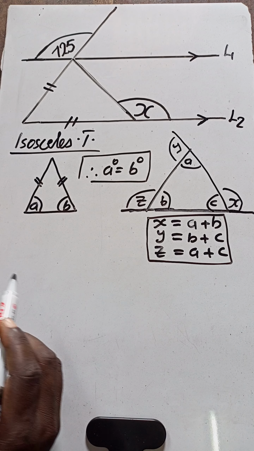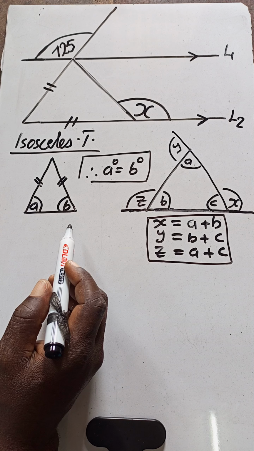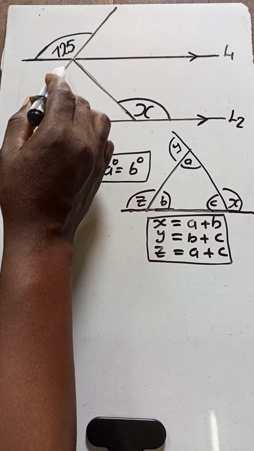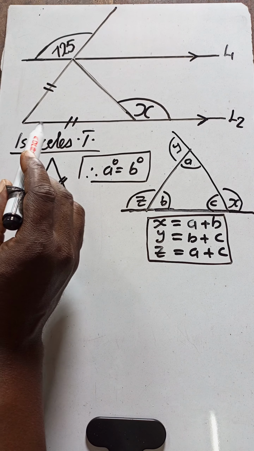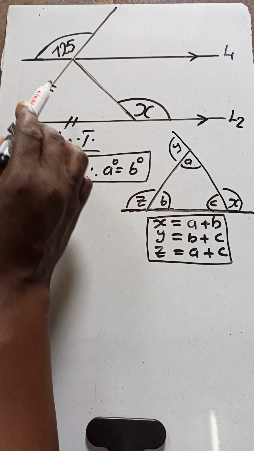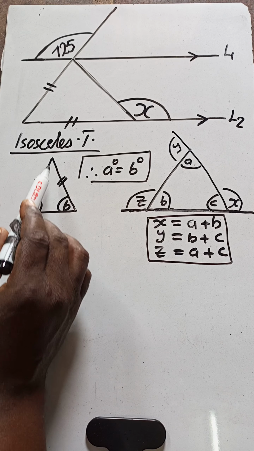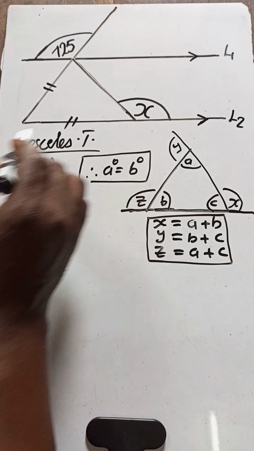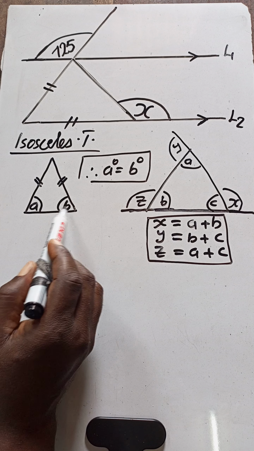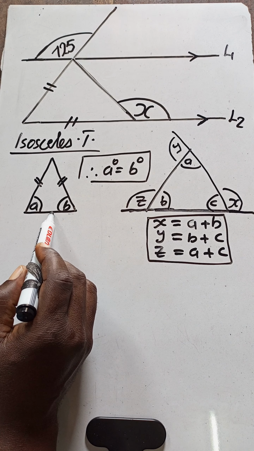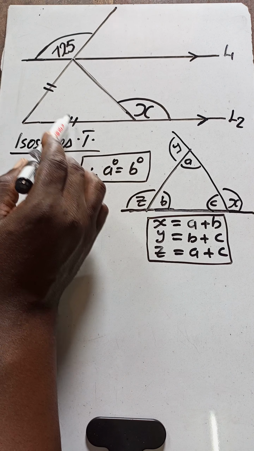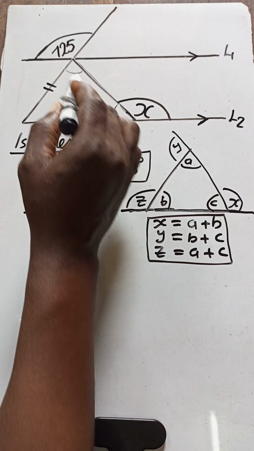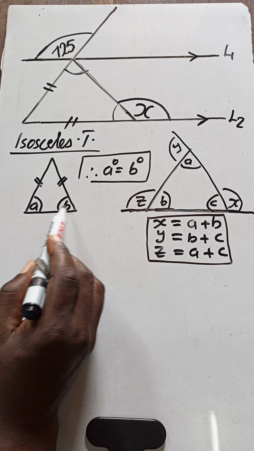Now, coming to our question, when we look at it carefully, we will see that this triangle is an isosceles triangle by virtue of these two symbols here. If we look at the isosceles triangle, this side is equal to this side. The base angles are the angles at the side that does not carry the symbol. So this is the side that does not carry those symbols, this side. And so the base angles will be this and this, and so we say base angles are equal.